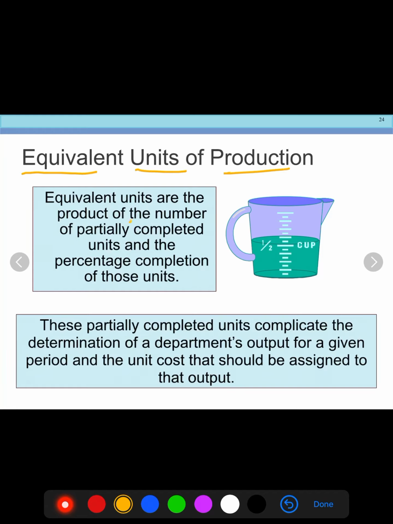Equivalent units are the product of the number of partially completed units and the percentage completion of those units. These partially completed units complicate the determination of a department's output for a given period and the unit cost that should be assigned to that output.